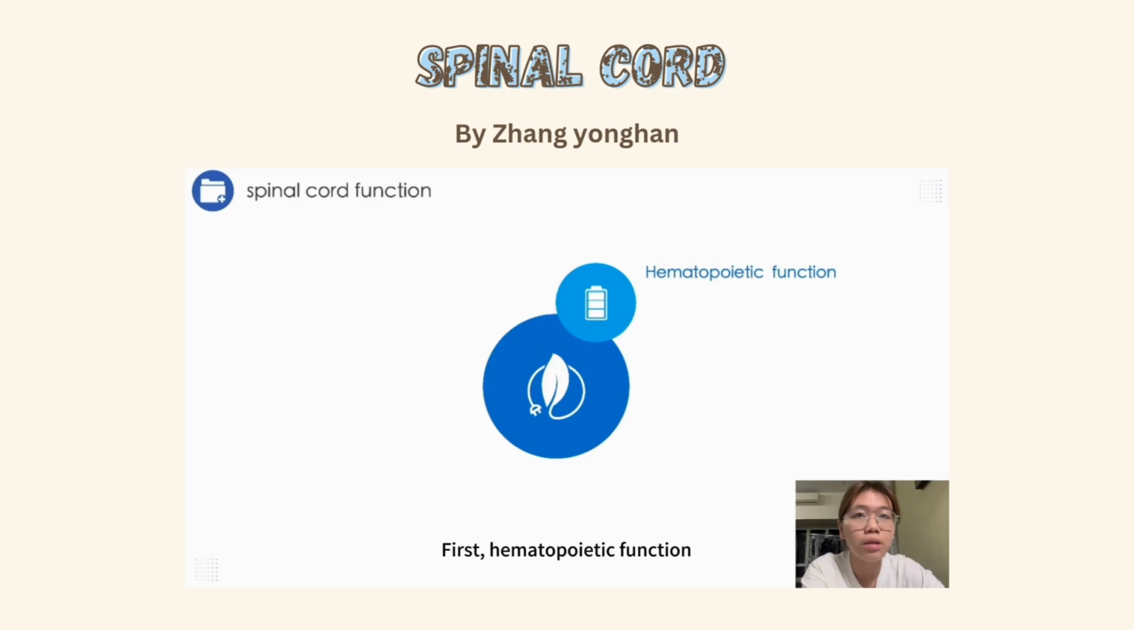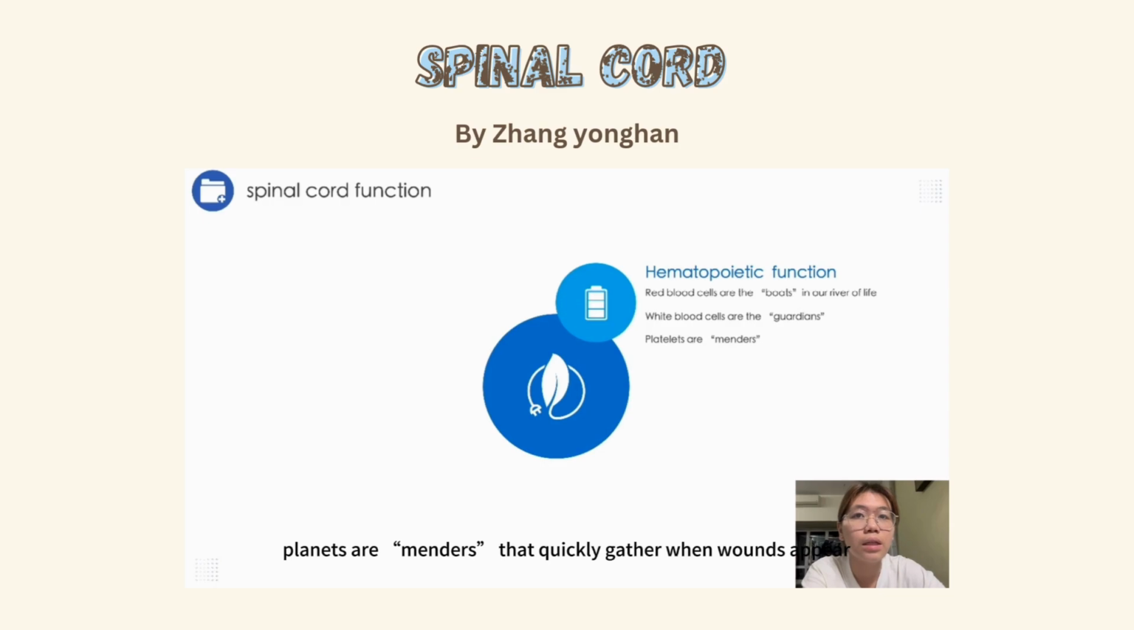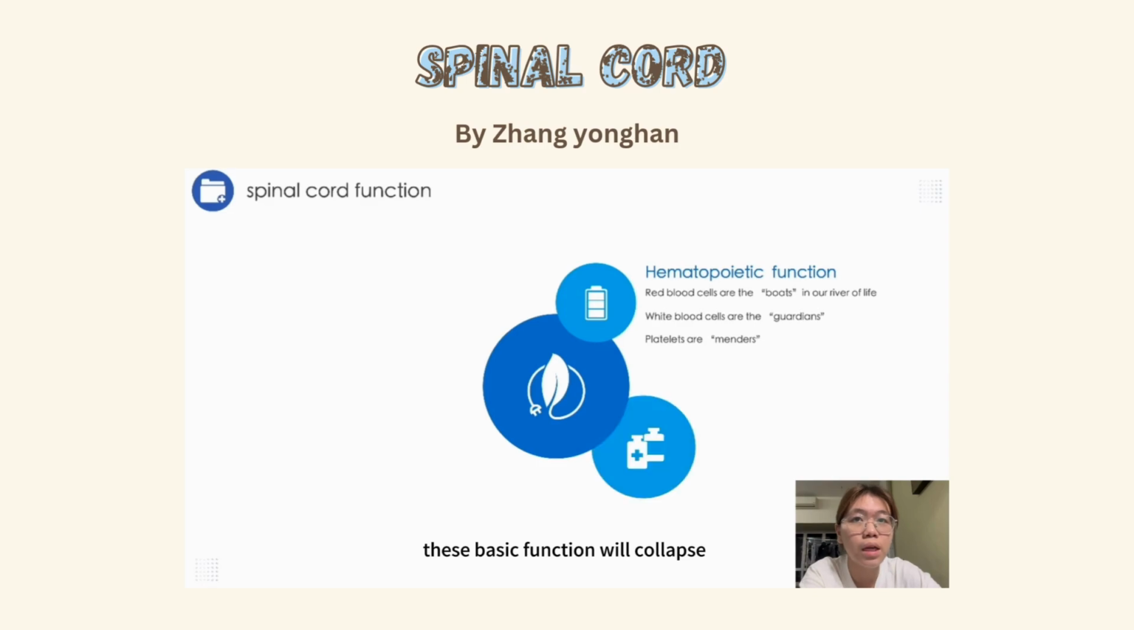First, hematopoietic function. Red blood cells are the boats in our river of life, transporting oxygen from the lungs to every cell in the body. White blood cells are the guardians, always protecting us from germs and barriers. Platelets are menders that quickly gather when wounds appear, helping to stop bleeding and promote wound healing. If the spinal cord function is impaired, this basic function will collapse.